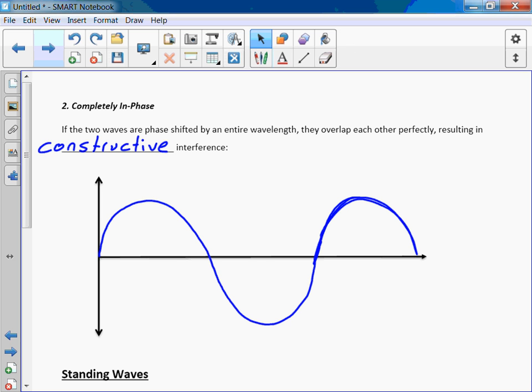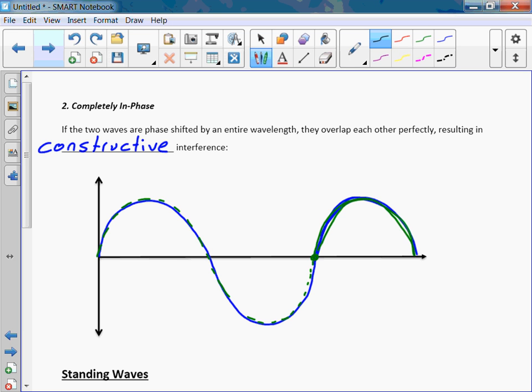So if the second wave starts after one full wavelength, that's a complete wavelength shift, and it's completely overlapping with the first wavelength. I'll use a dotted line to take it back as well and show that it continues to overlap. So this is a full wavelength phase shift.